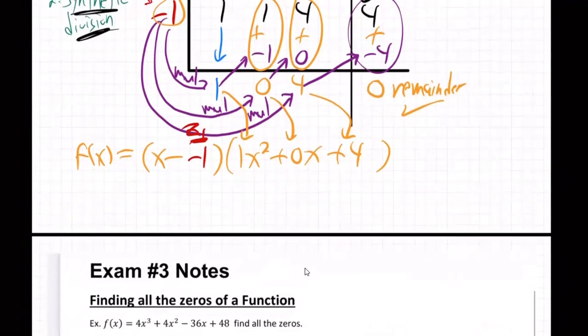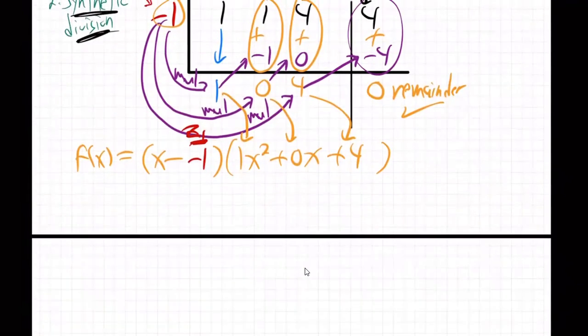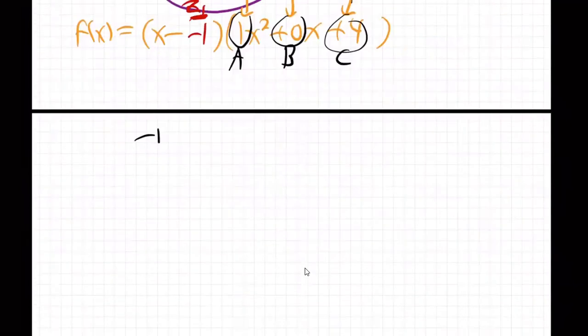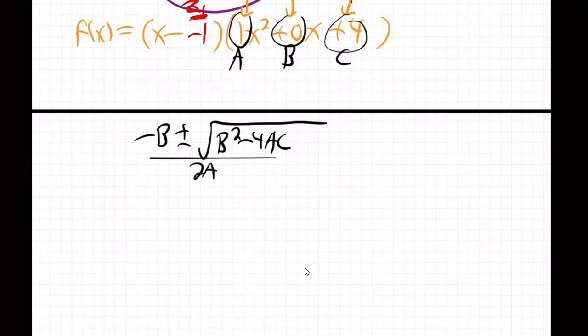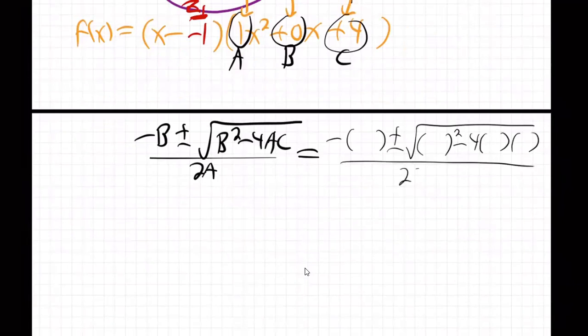How do we do it? Quadratic formula. So now we go to the quad. We grab these coefficients. So I'm going to say this is A, B, and C. Let's go to the quad. -b plus or minus square root b squared minus 4ac all over 2a. You know the quad, I bet, pretty well by now. Okay, so -b plus or minus the square root of b squared minus 4 times a times c all over 2a.